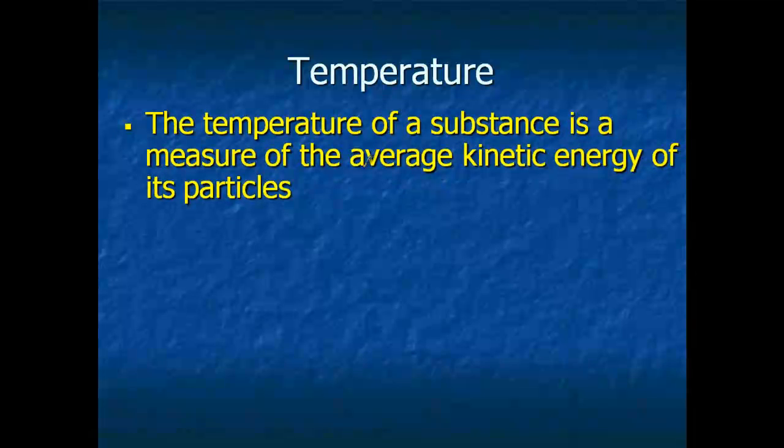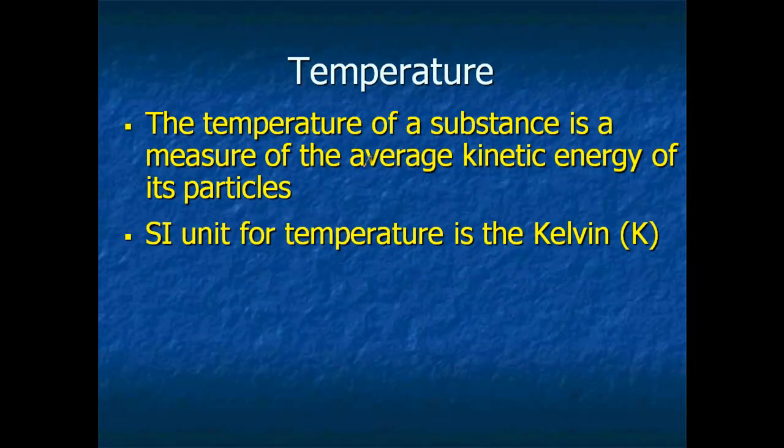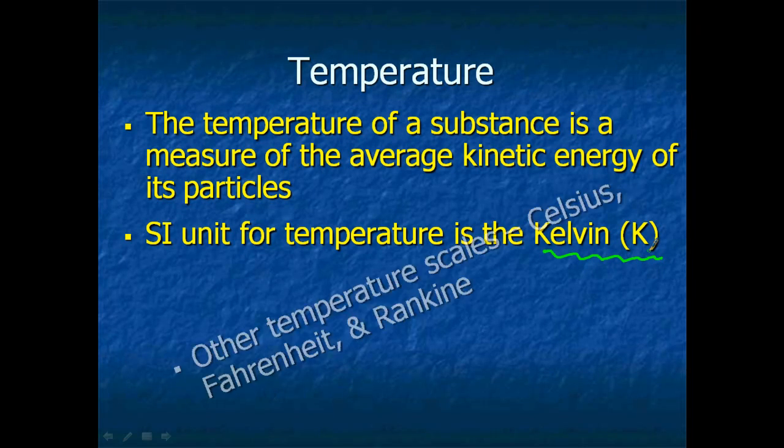So some more about the temperature. Temperature of a substance is the measure of the average kinetic energy of its particles, which we already said. Its SI unit is the Kelvin. We here in America use Fahrenheit because we're lazy. The rest of the world uses Celsius, which is a lot easier to convert to Kelvin. Converting Fahrenheit to Kelvin is a little more tricky. You have to convert to Celsius first and then to Kelvin. It's pretty lame.